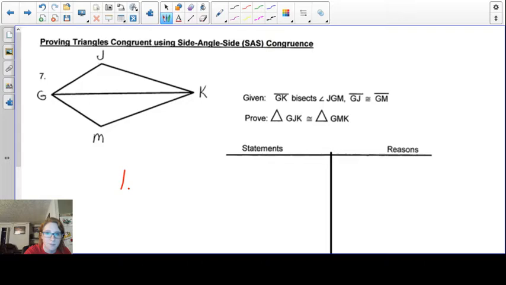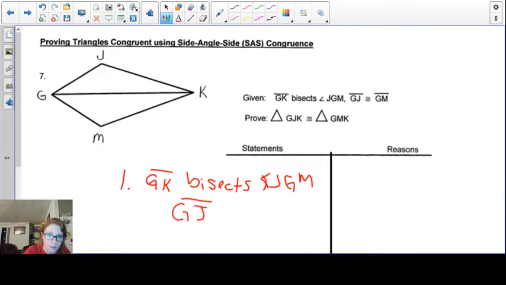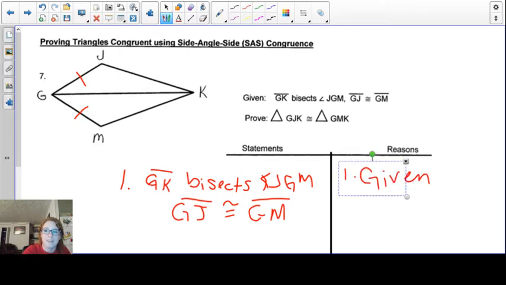So I have on number 1, GK bisects angle JGM. I also have that GJ is congruent to GM. So I don't have that GJ is congruent to GM on there, so I'm going to put that on there. I'm going to physically mark up the picture myself because I need to show what I'm missing.